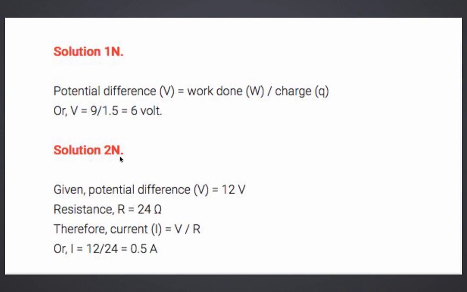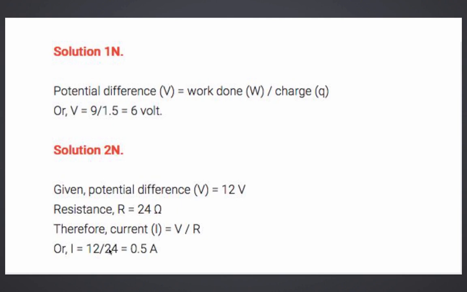V equals to IR. Here in the question, V and R are given. This is how you have to do. You will not write any of the numerical questions from the book. You write what is given and the formula and substitution, the way I have done. Potential difference V is given 12 volt. Resistance R is 24 ohm. So the current I comes out V upon R. Substitute the value. V is 12 upon resistance 24.